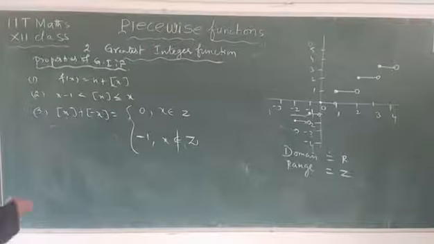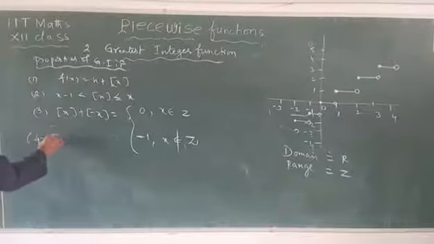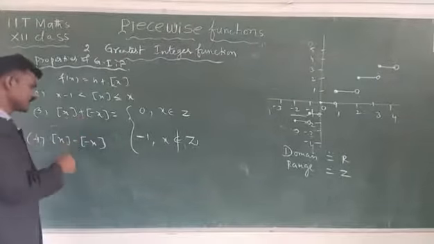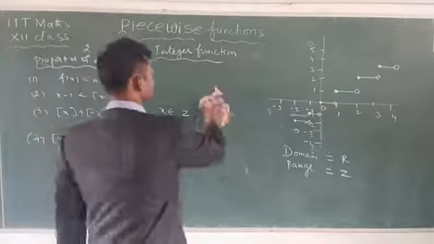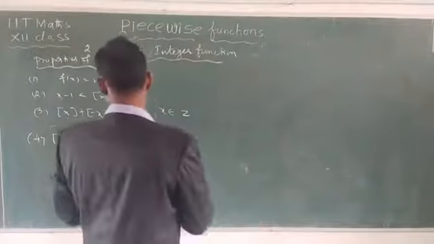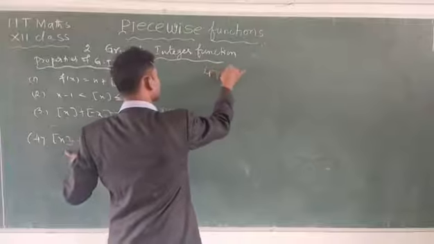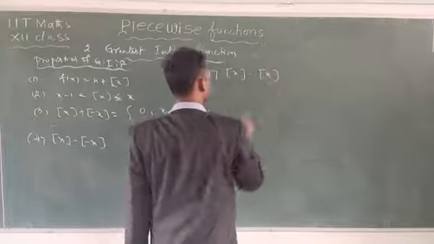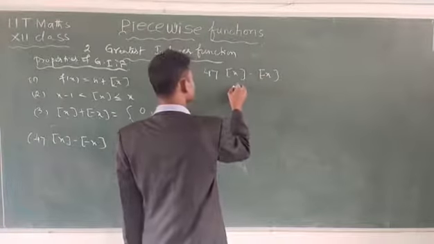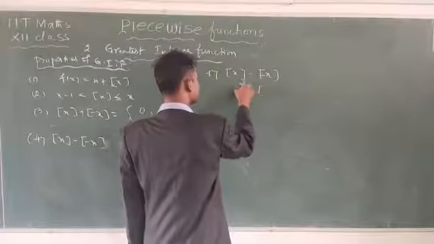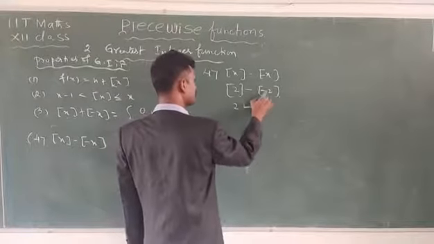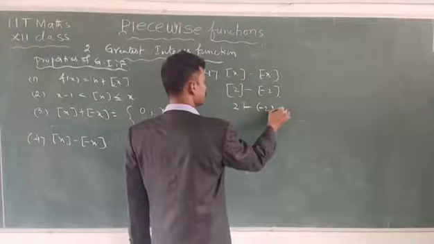Now, the fourth one is here: step x minus step of minus x. Here two cases you can take. First one, integer. Integer means here 2 and minus of minus 2. Then this is 2, and here minus, this is also minus 2. Then minus into minus is plus.